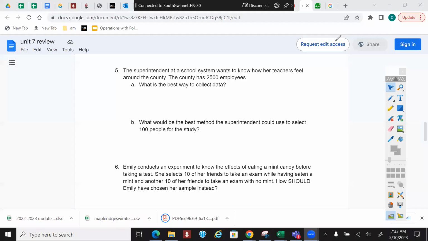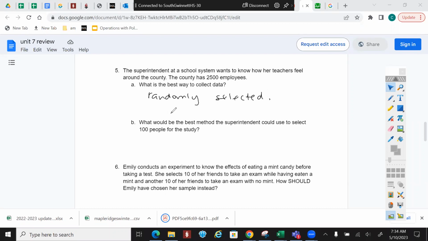Ta-da! The superintendent at a school system wants to know how her teachers feel around the county. The county has 2,500 employees. What is the best way to collect data? This question on your test, the keywords that you're going to want to look for are randomly selected.